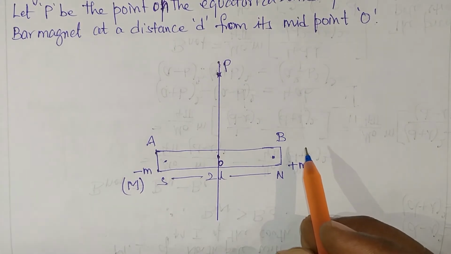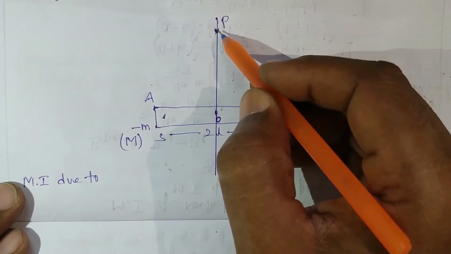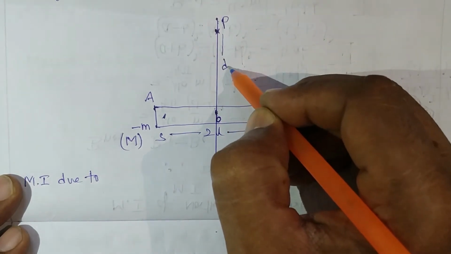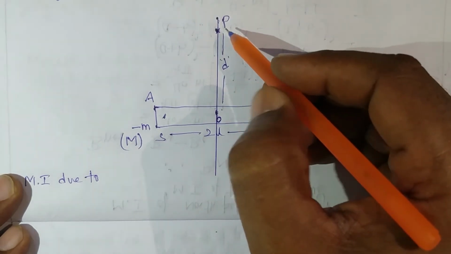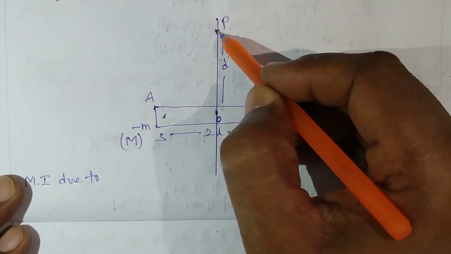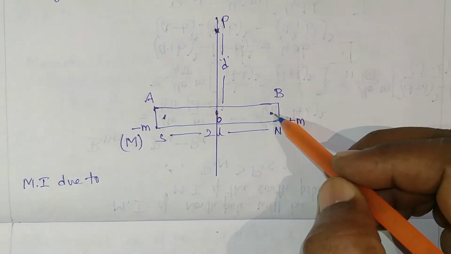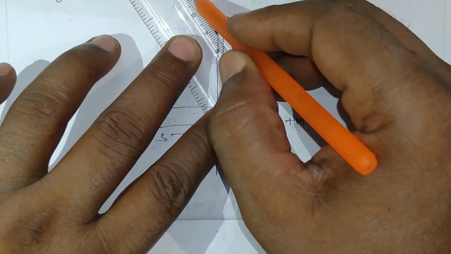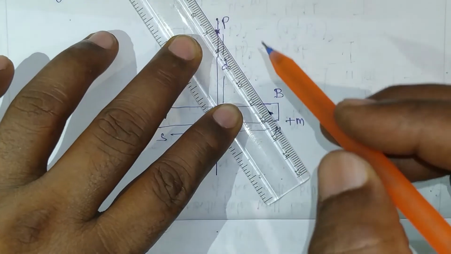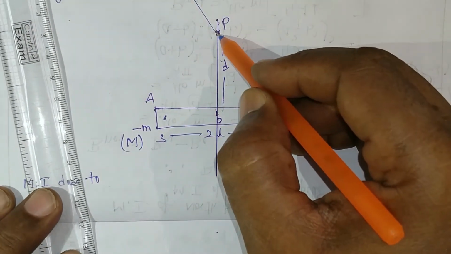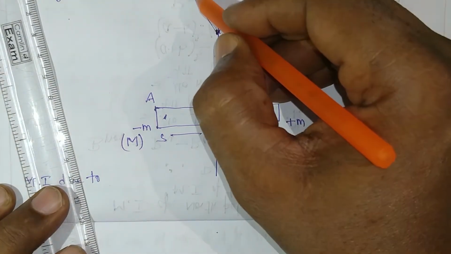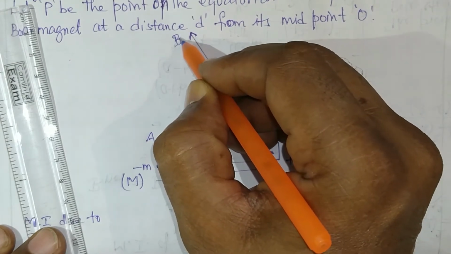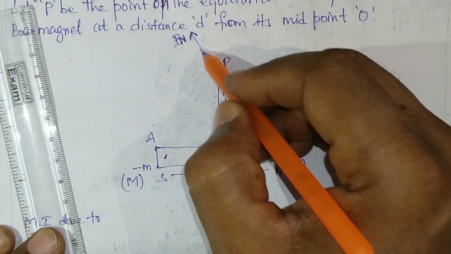Now how to frame the equations? Let D be the distance from the center of the bar magnet to this point P. Now the magnetic induction due to this northern end at P will be in this direction. When a unit north pole is placed here, it will be repelled by this north pole, and the induction of this north pole will be in this direction.